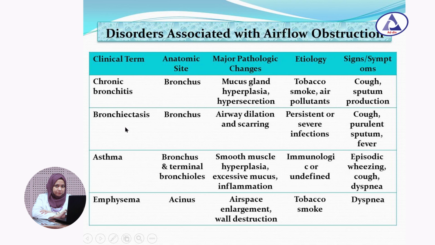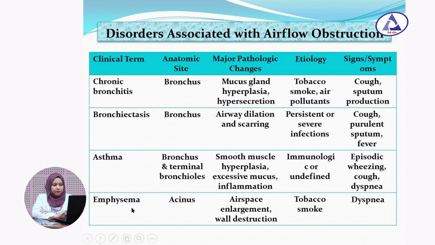Then bronchiectasis. The anatomic site is bronchus. The major pathological changes are airway dilation and scarring. The etiologies include persistent or severe infections, and the signs and symptoms include cough, purulent sputum, and fever. In case of asthma, the anatomic site of involvement is bronchus and terminal bronchioles. The major pathological changes are smooth muscle hyperplasia, excessive mucus, inflammation, and etiologies include immunologic or undefined. And signs and symptoms are episodic wheezing, cough, and dyspnea.